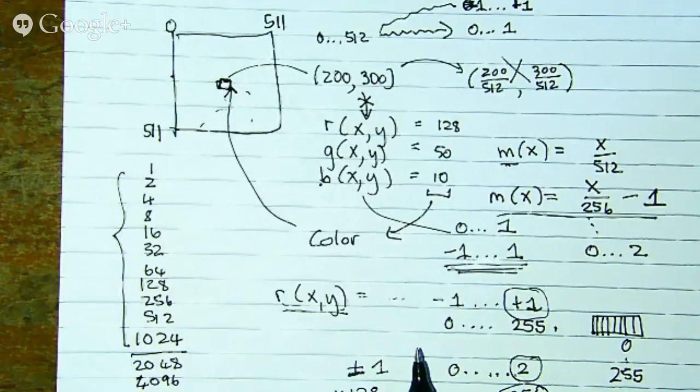where do we get these? Give me a sec. Where do we get these functions from? Where do we get the RGB functions from? Where do they come from?